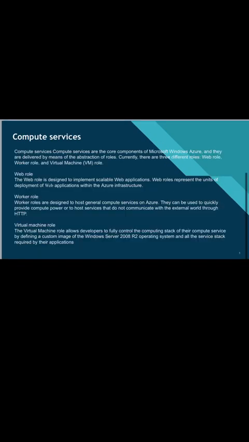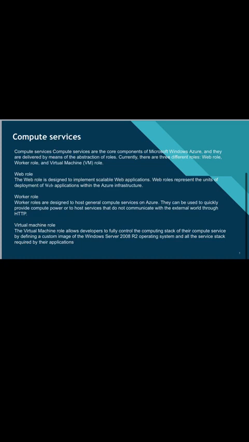Firstly, the compute services. What are compute services? These are the services that are the core components of Microsoft Windows Azure and are delivered by means of abstraction of roles. Currently, there are three different roles: web role, worker role, and the virtual machine role.